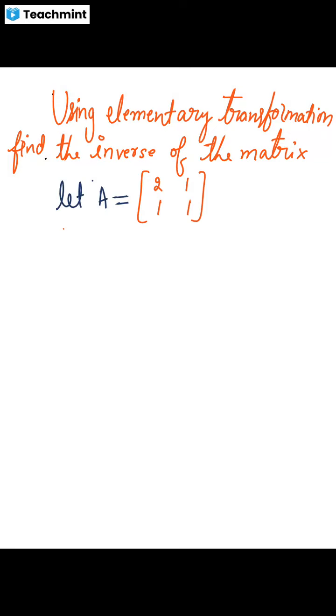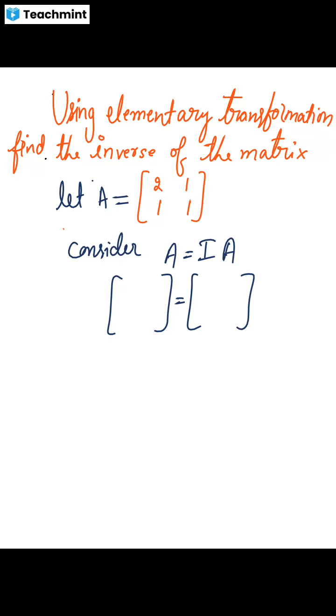The starting step to find the inverse of a matrix is to consider A equals IA. So substitute the matrix A and the identity matrix I. A matrix is 2, 1, 1, 1. The identity matrix I is 1, 0, 0, 1. Remember, this is my row 1 and this is my row 2.